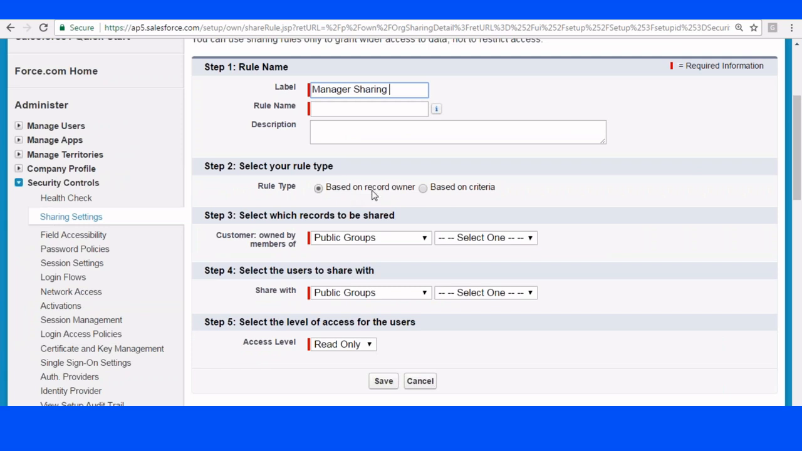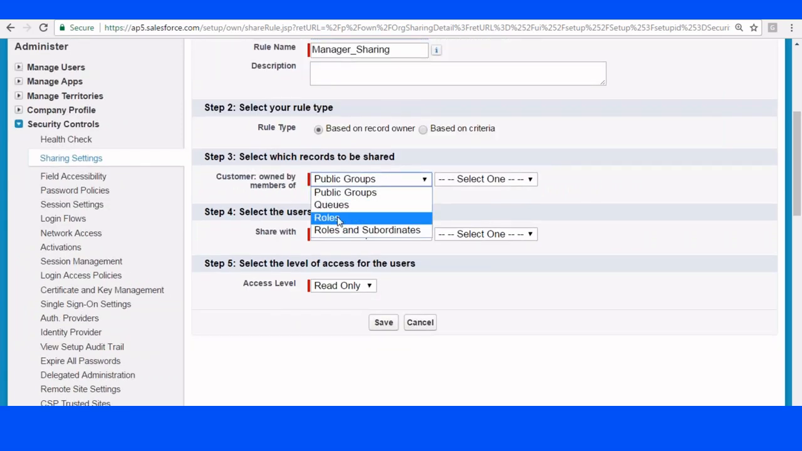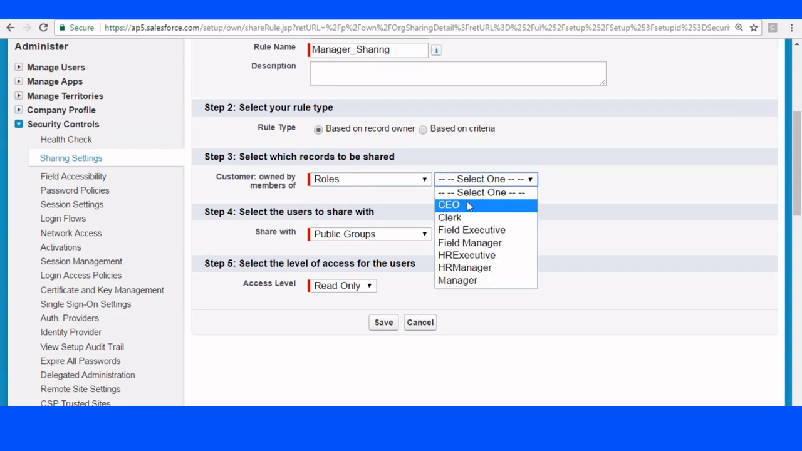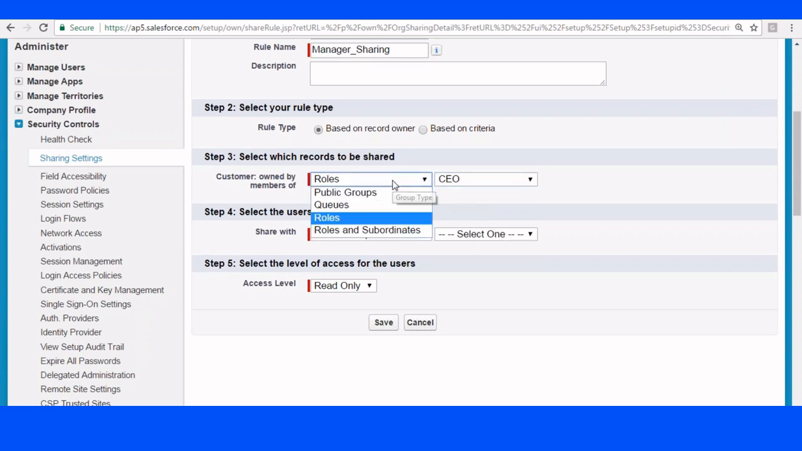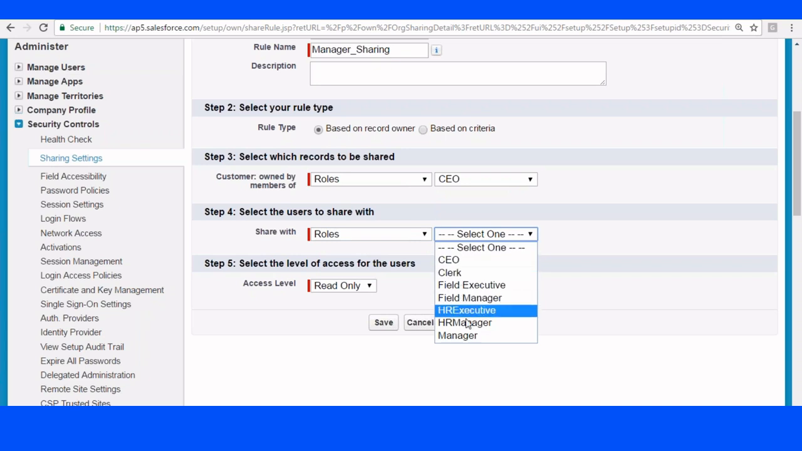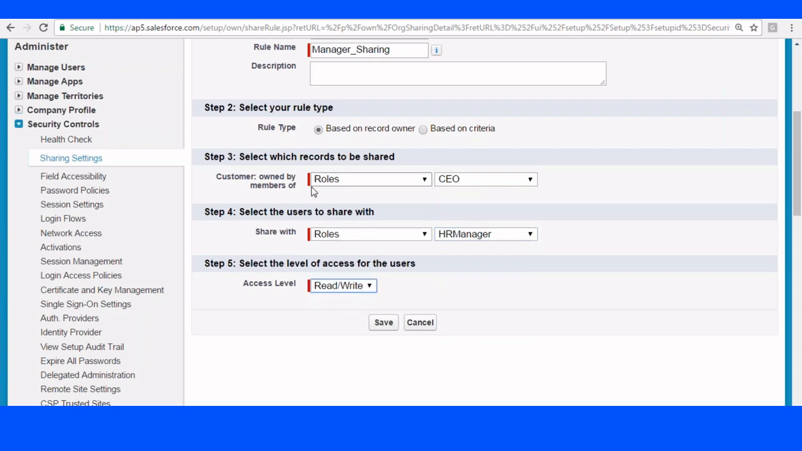I want to go with owner based. Which owner based? Records which are owned by the users whose role is CEO. Which records? Records owned by the role and subordinate, public group, queue. Records owned by the role CEO, share those records with the role manager. With what permission? Read and write. Records owned by the given role, share with the given role, with the role and subordinates, or with the public group.